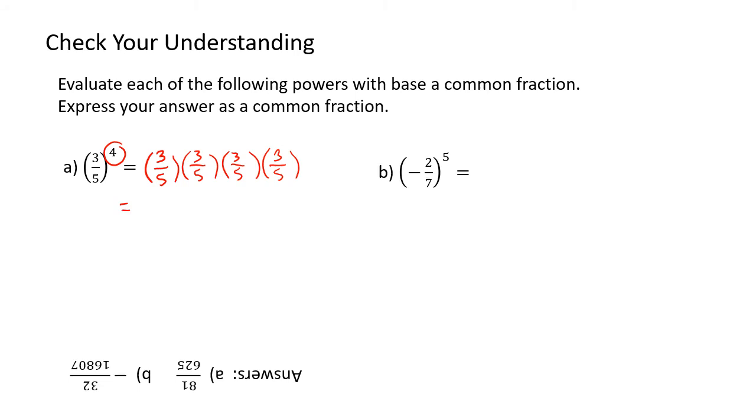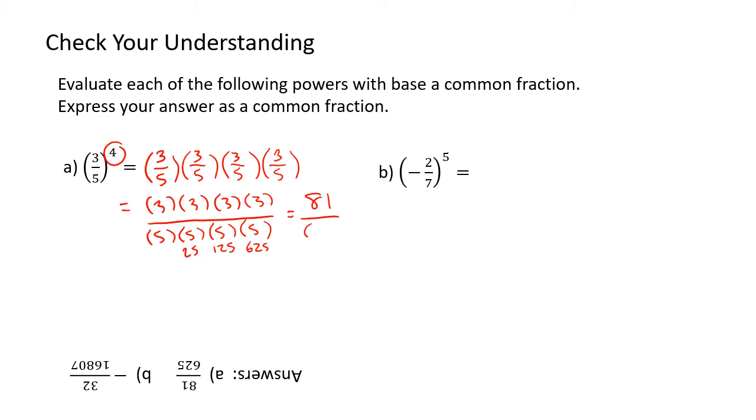And if you follow the same convention for multiplying fractions, you get on the numerator 3 times 3, 4 times, divided by 5 multiplied 4 times. And what you get there is 3 times 3 is 9, times 3 is 27, times 3 is 81. And in the denominator, if you multiply this out, 5 times 5 is 25, times 5 is 125, times 5 is 625.